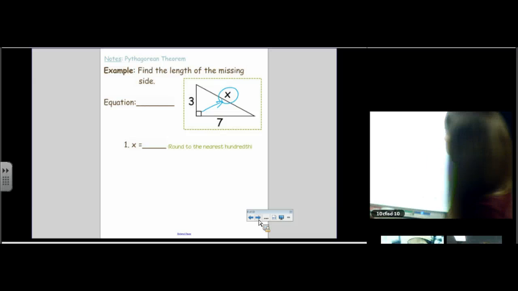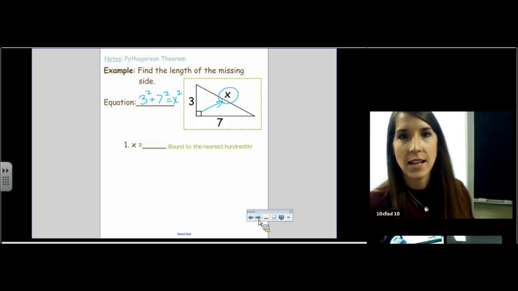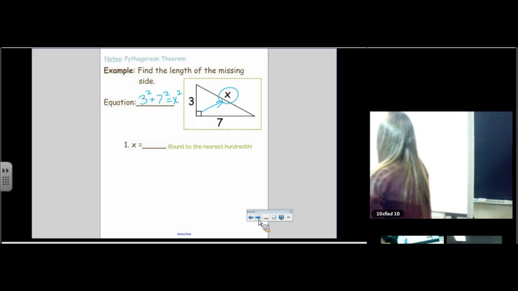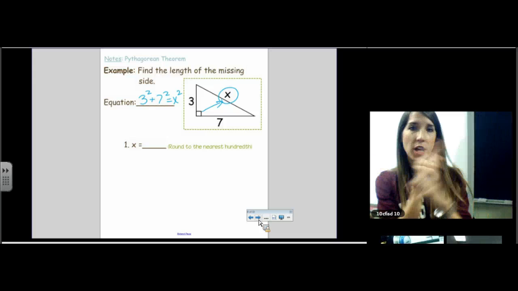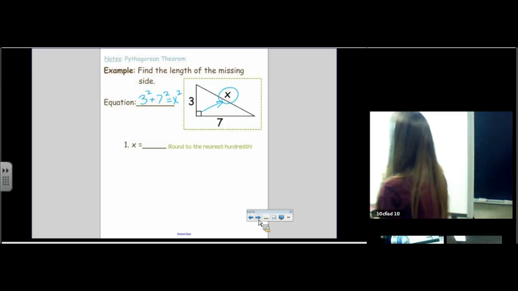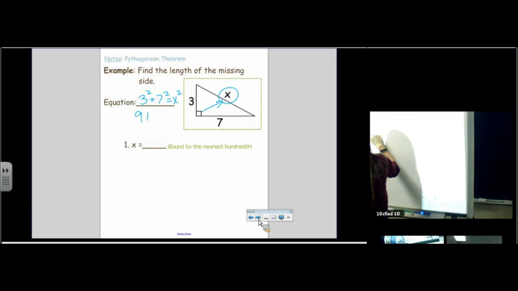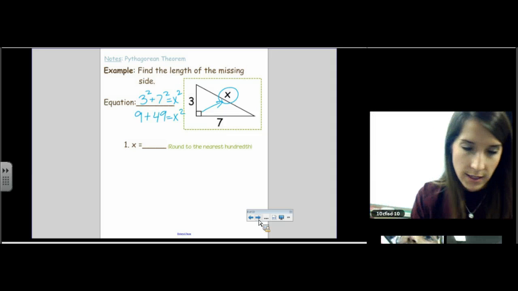Yes, you've learned it. All right, so the equation: a squared plus b squared equals c squared. It doesn't matter what a is and it doesn't matter what b is. Sorry, I put x. Well, that'll work. Okay. So a and b are interchangeable. Just make sure that you put c in the right spot. All right, so we've got 9 plus 49 equals x squared, right?